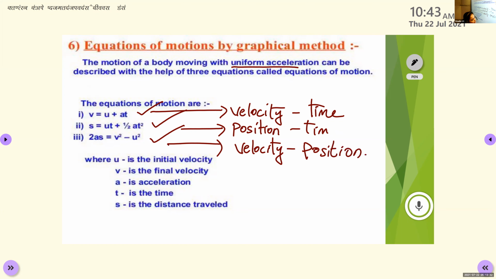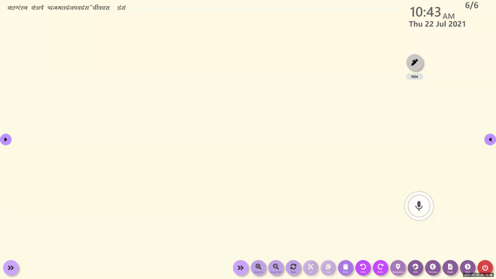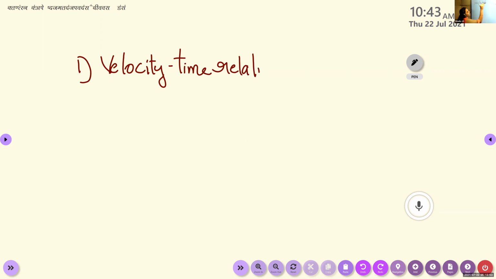Okay. So what is our first equation of motion? The first equation, V is equal to U plus AT, or we can write it as velocity time relation by graphical method.